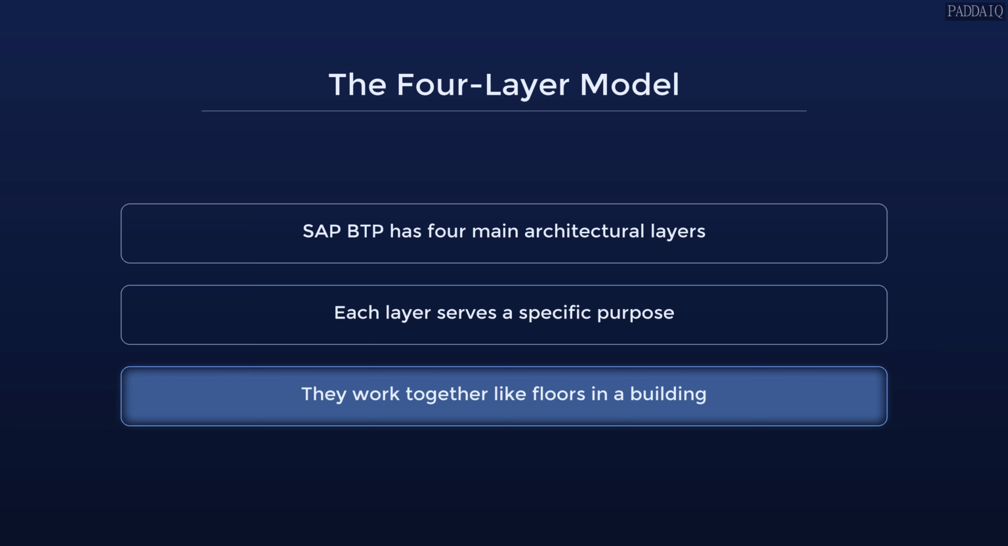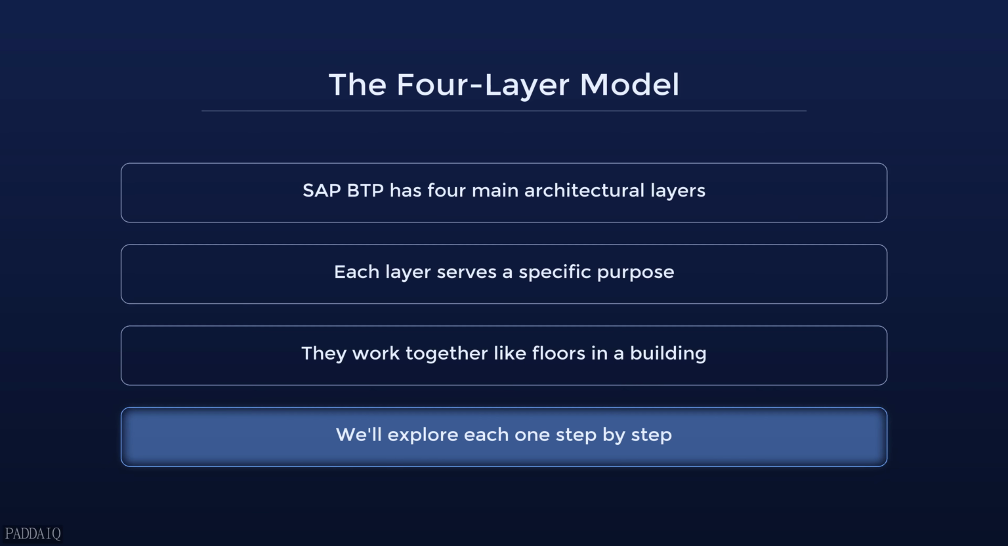They work together like floors in a building. Each layer supports the one above it, building from foundational data up to user interaction. For example, a retail app uses data storage, processes sales logic, manages services like inventory, and displays the interface. This layered approach ensures stability and scalability for your applications.